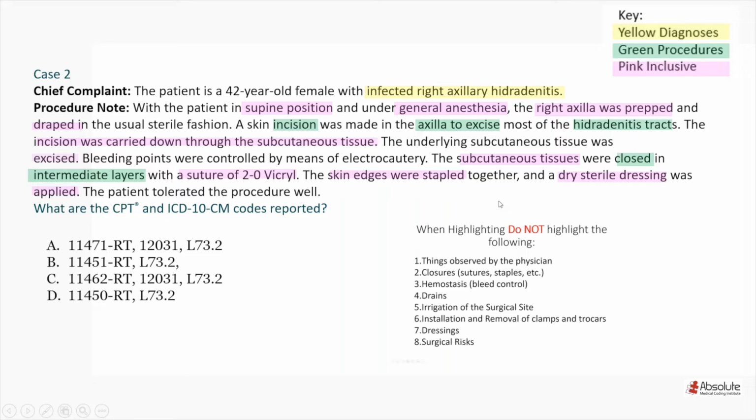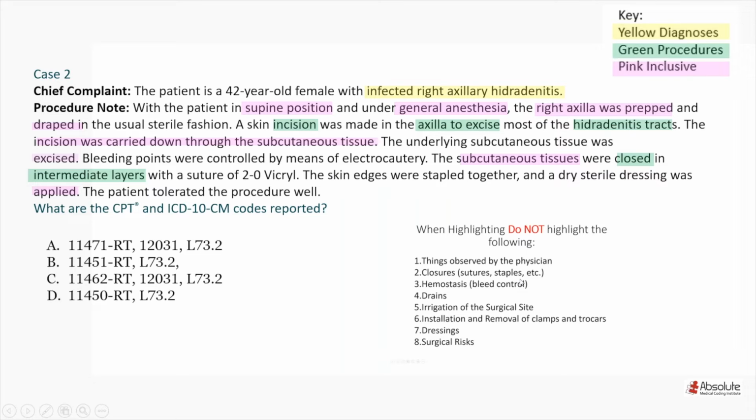Now, if you remember our highlighting guidelines, we won't be highlighting the things observed by the physician. Closures such as sutures, staples, etc. Hemostasis such as bleed control, drains, irrigation of the surgical site, installation and removal of the clamps and trocars, dressings, and surgical risk. Well, here accidentally we have highlighted some of these things which were not supposed to be here. So I'll be removing.